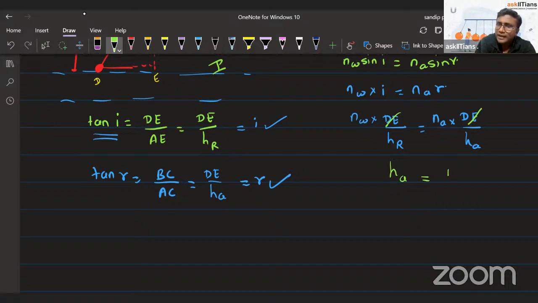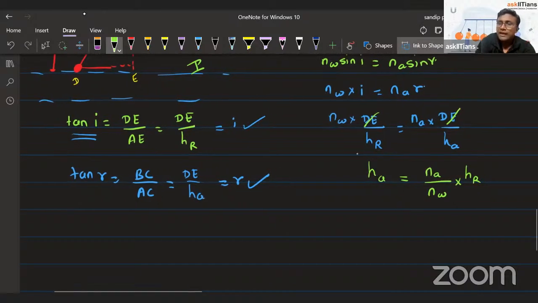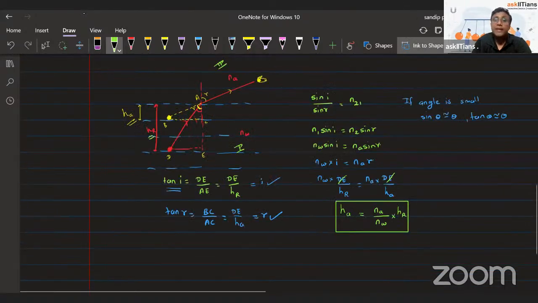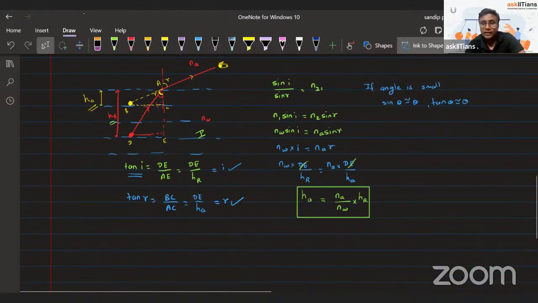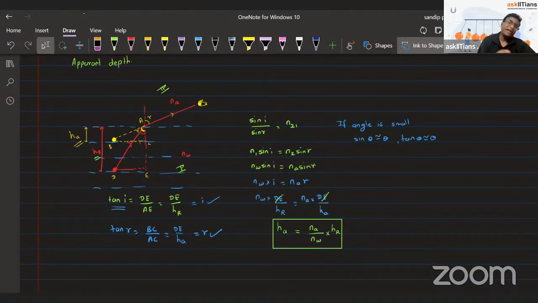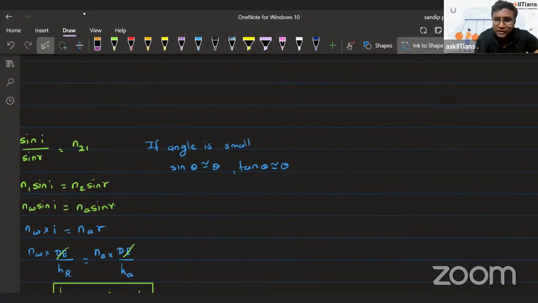Is equal to NA. Take the NW to the other side into HR. Simple, right? So this is another formula we can prepare for the apparent depth here. This is a small derivation also, you can remember it very easily, and it will give you some marks. Based on this, you can try one question.